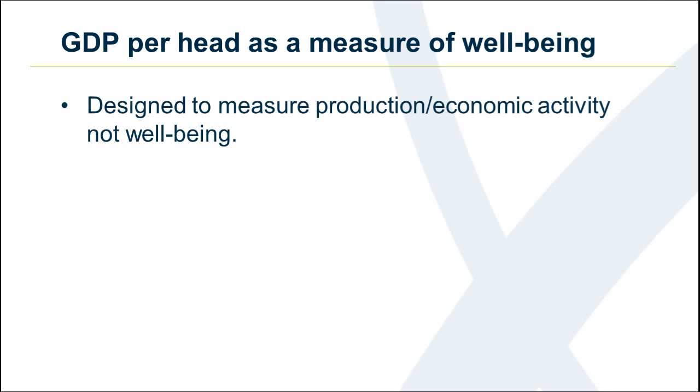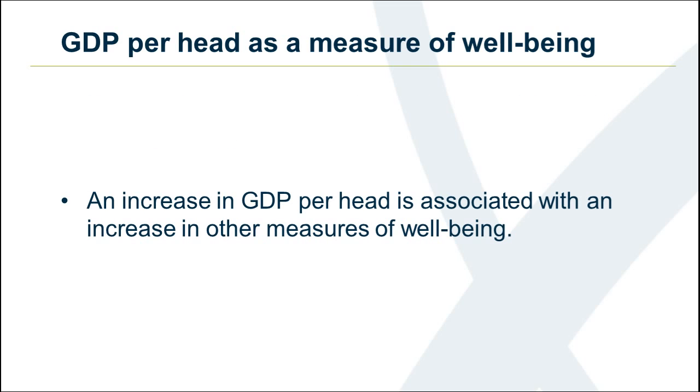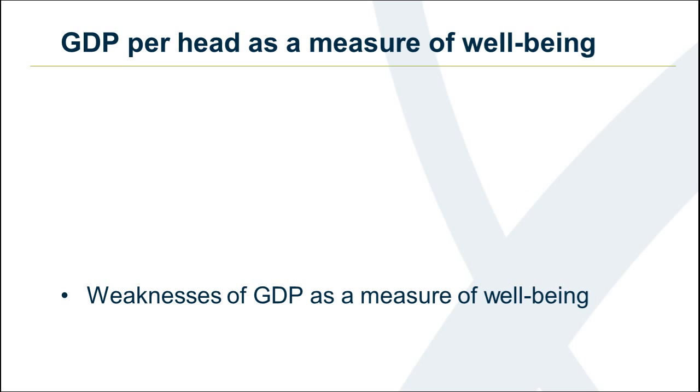GDP was designed to measure the production of an economy, not national well-being. However, for many years, GDP per head has been used as a proxy for well-being because increases in GDP have been associated with increases in other measures of well-being. For example, life expectancy. GDP has several limitations as a measure of well-being.